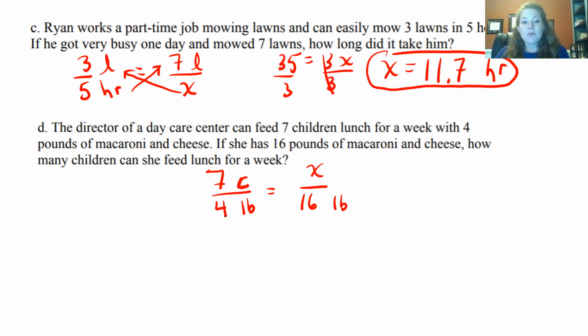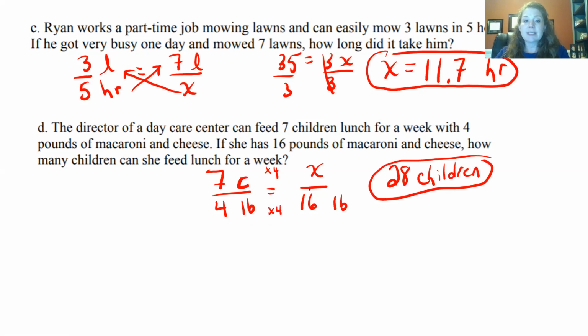All right, so can 4 go into 16? Yep, 4 times 4. So we'd multiply the top number by 4. So the answer is 28 children with 16 pounds of macaroni and cheese.